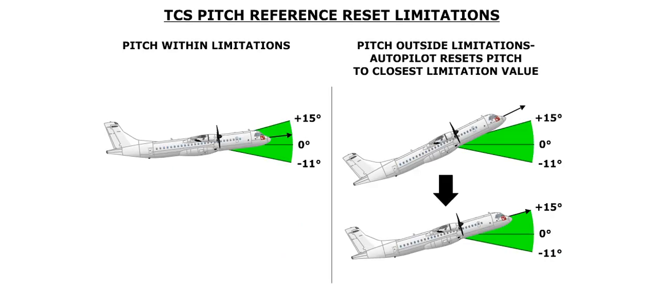There are some limitations to this reference reset. The pitch angle must be within plus 15 and minus 11 degrees at the time the TCS push button is released. If the pitch exceeds these values at the time of the push button release, the autopilot will automatically reset the pitch reference to the closest value.